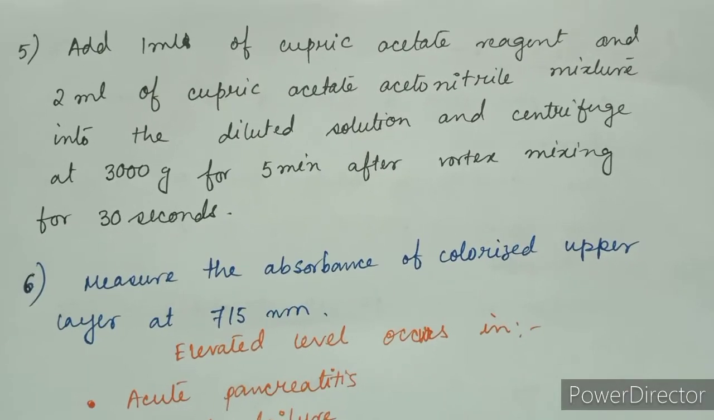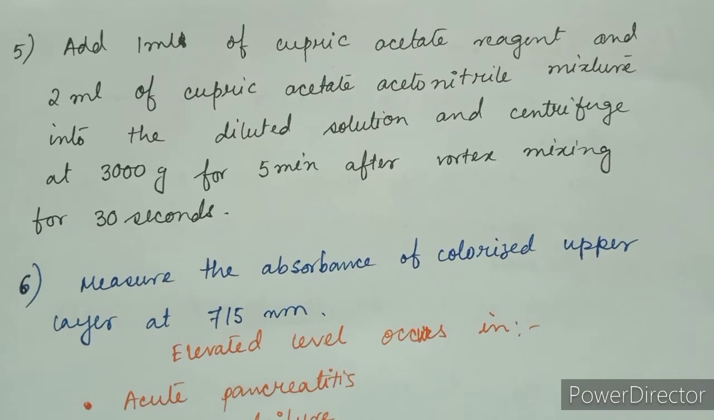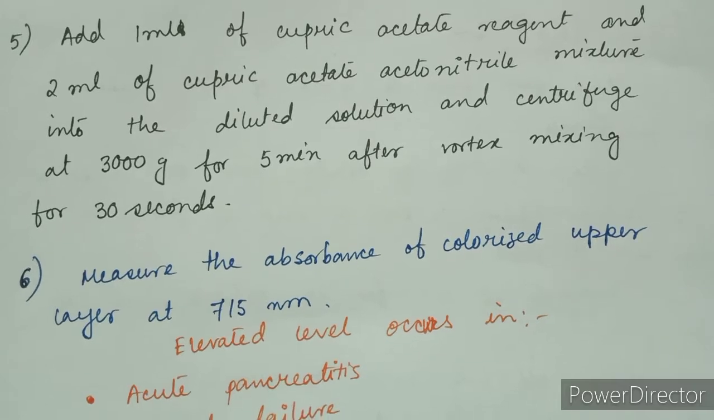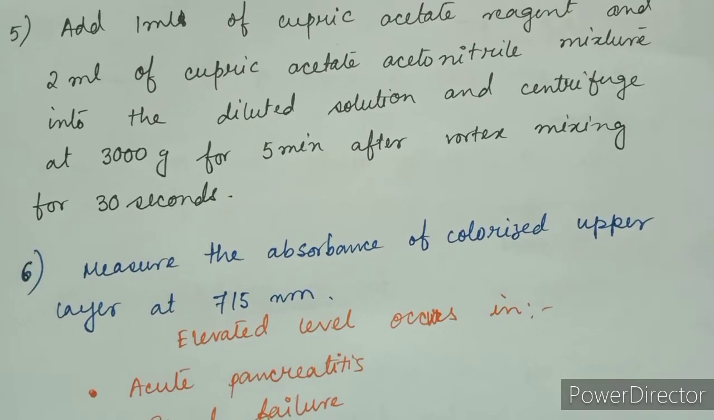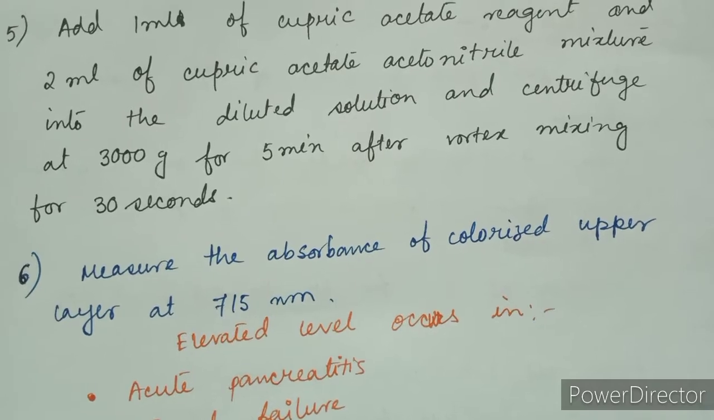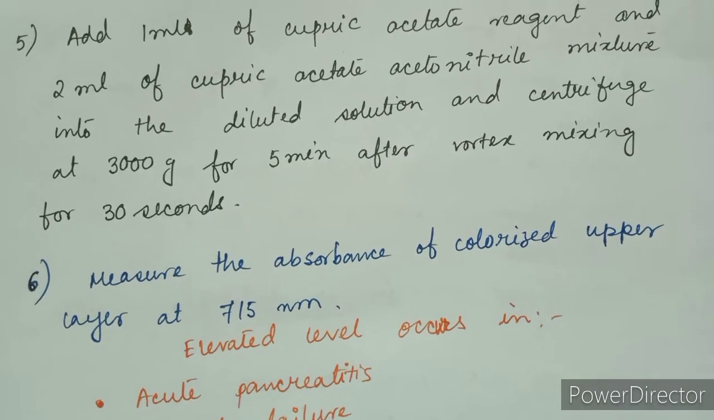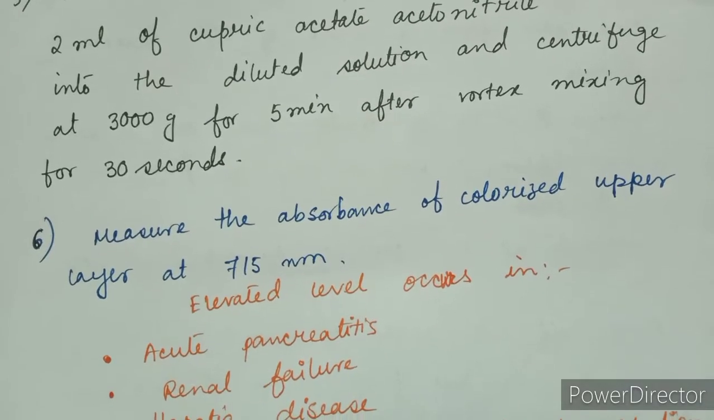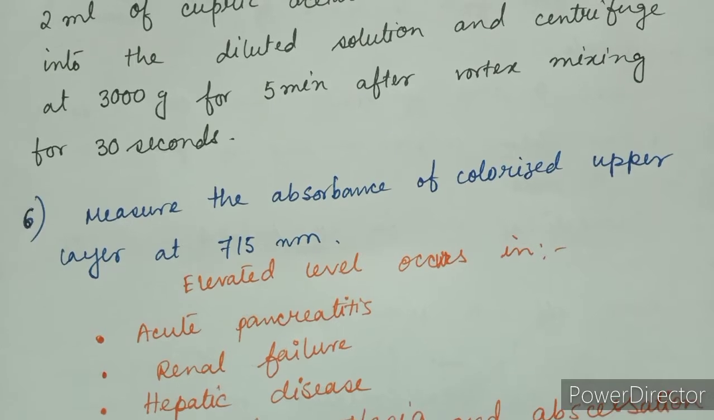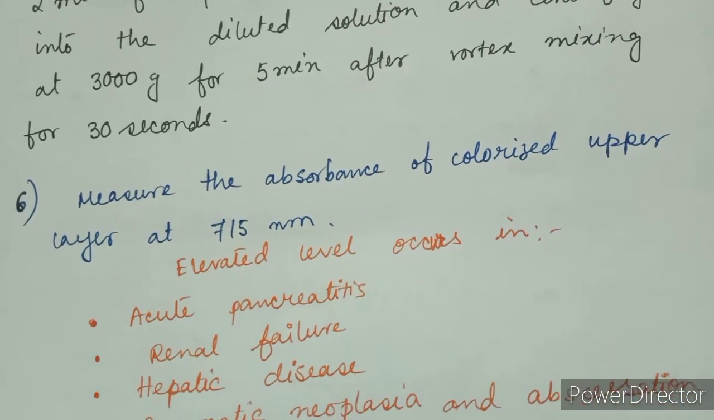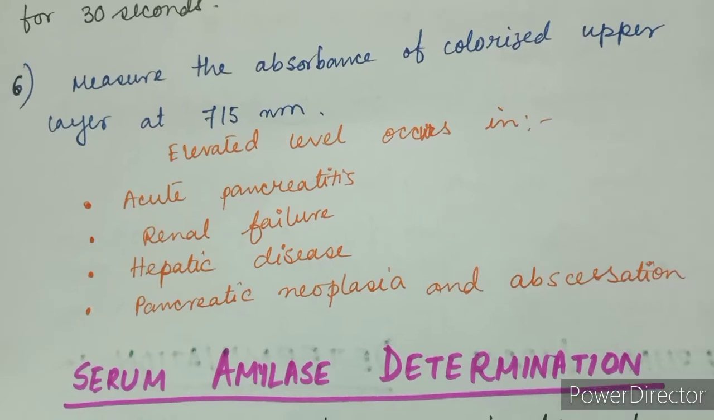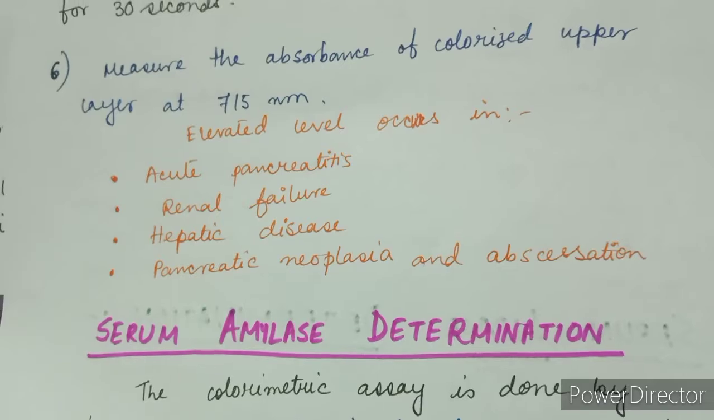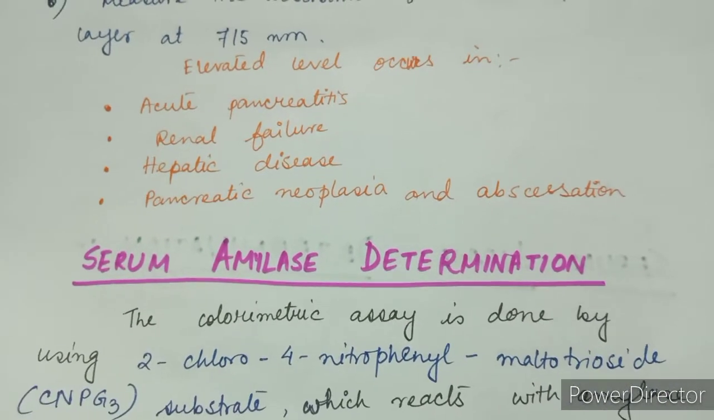Then add 1 ml of cupric acetate reagent and 2 ml of cupric acetate acetonitrile mixture into the diluted sample and centrifuge at 3000 G for 5 minutes after vortex mixing for 30 seconds. Next, measure the absorbance of the colorized upper layer at 750 nanometer. Elevated level occurs in acute pancreatitis, renal failure, hepatic disease, pancreatic neoplasia and abscession.